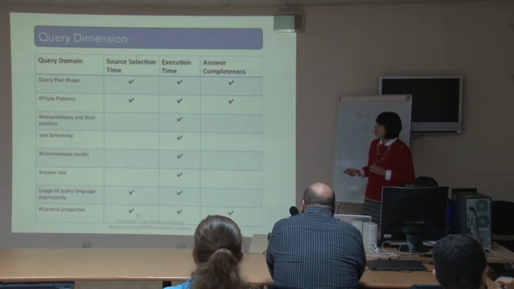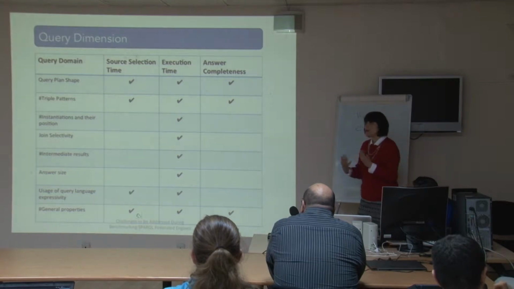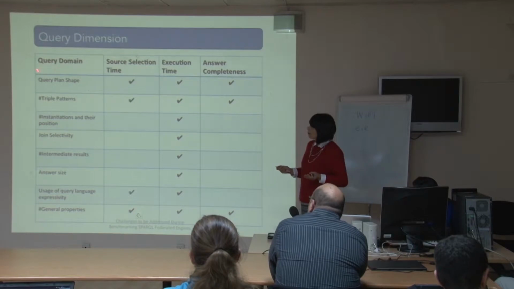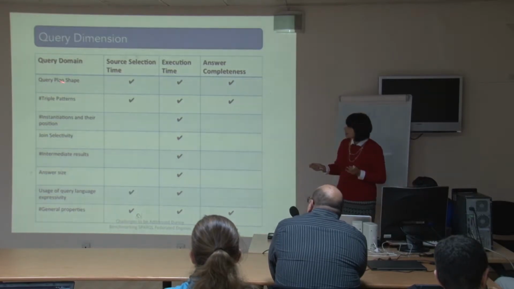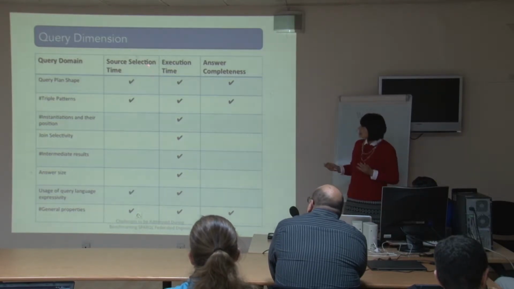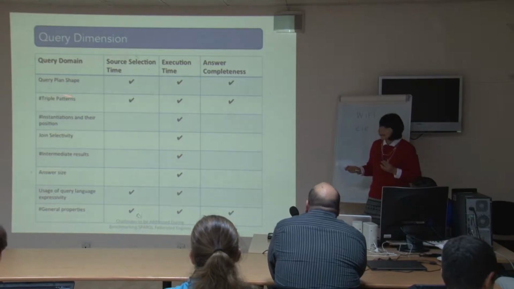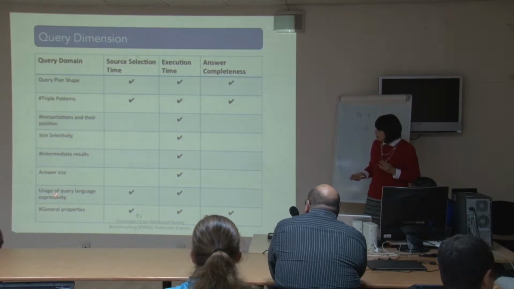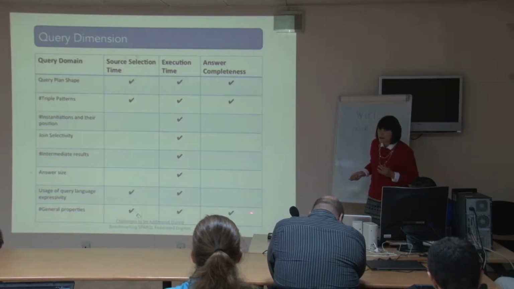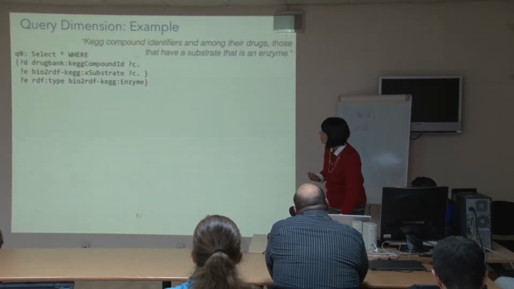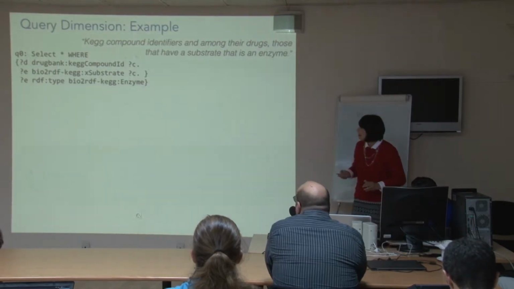So for example, when we talk about the query shape, we will be talking about star shape queries or chain queries. And when we talk about these types of queries, definitely the shape of a query will impact on the source selection time, the execution time, and the answer completeness. The number of triple patterns will also impact on these 3 tasks. And also the number of general predicates. So I will give you an example of the type of queries that I'm thinking about.